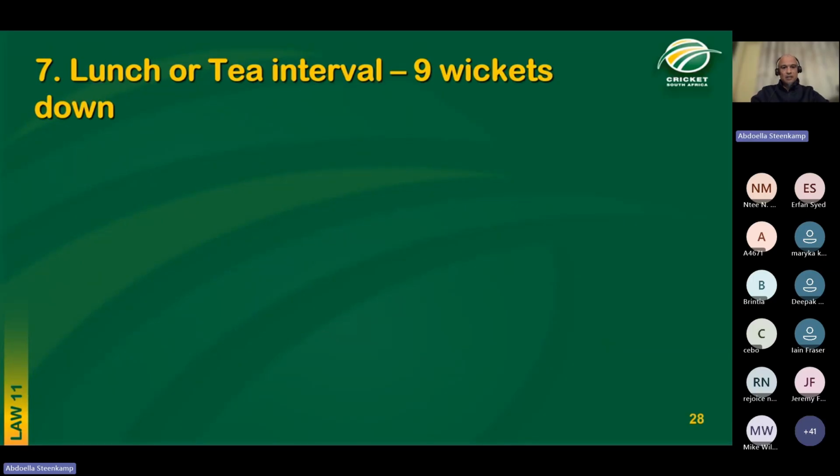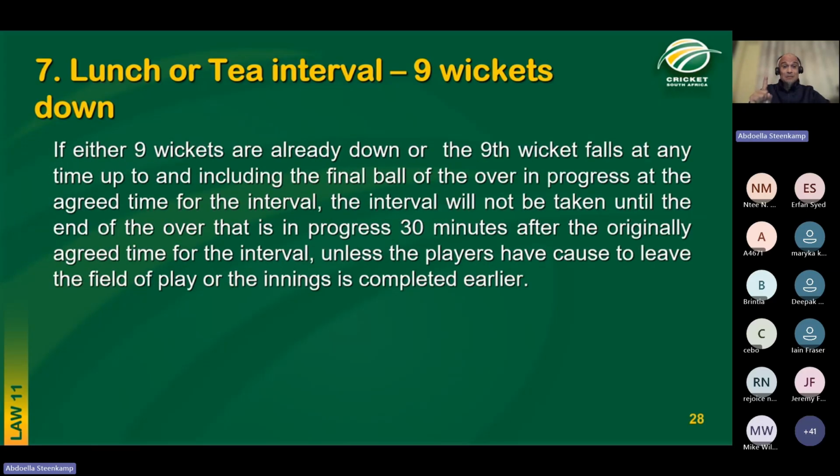Some more flexibility that the lawmakers brought into our lunch or our tea interval, again trying to maximize play. And this flexibility is nine wickets down. This applies when the side is nine wickets down and it is either lunch or tea. I'll use lunch as an example, but the same principle will apply to tea. So our lunch being 12 o'clock.